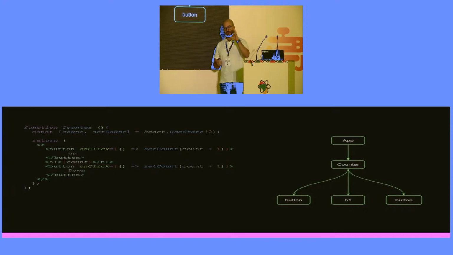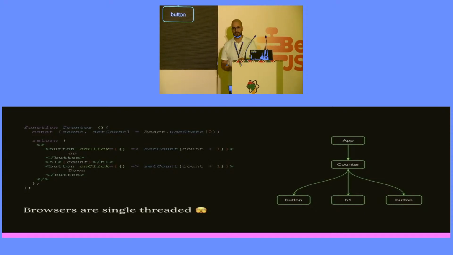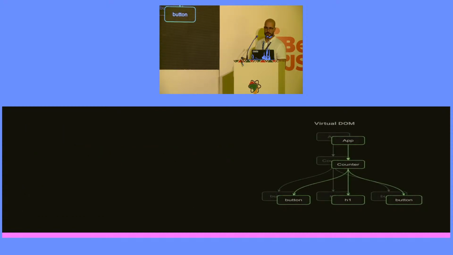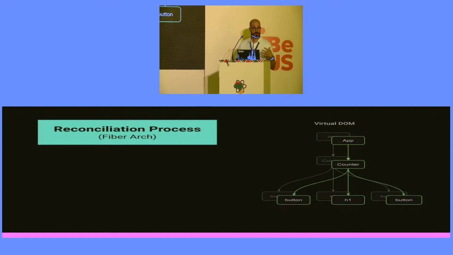If this happened in the real DOM, imagine, that would be a problem, because browsers are single-threaded, and the only thread that is able to change anything in the UI is the main thread. You can't do it even in a web worker or something. This is important to know. So React is doing it in a very smart way using something called the virtual DOM. I believe every one of you knows that. And the virtual DOM uses something called the reconciliation process, and this reconciliation process uses something called fiber architecture in order to find these changes and re-render and commit.